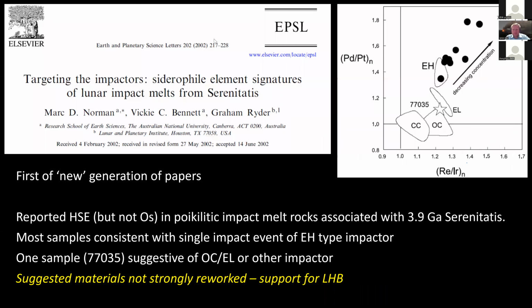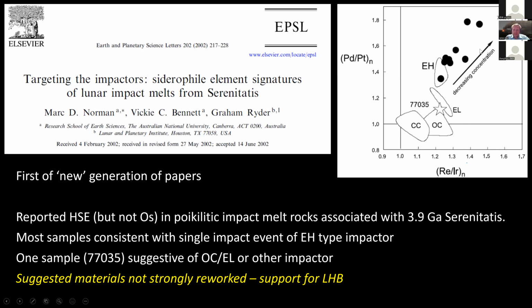More modern studies, compared to those 1970s studies, have taken advantage of the amazing improvements we've seen in mass spectrometry, ionization efficiencies, and so forth, to produce a new generation of papers examining impactors striking the moon. This is arguably the first paper, in 2002 by Mark Norman, where they reported most of the highly siderophile elements, but not osmium and osmium isotopes, in poikilitic impact melts from the Apollo 17 site.